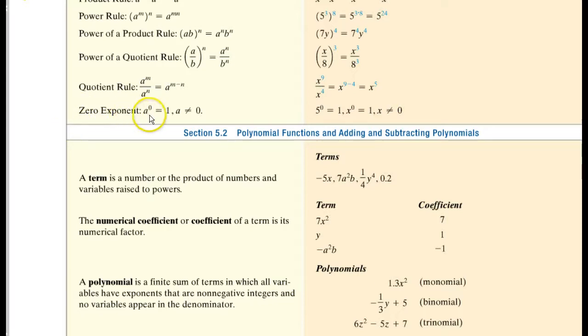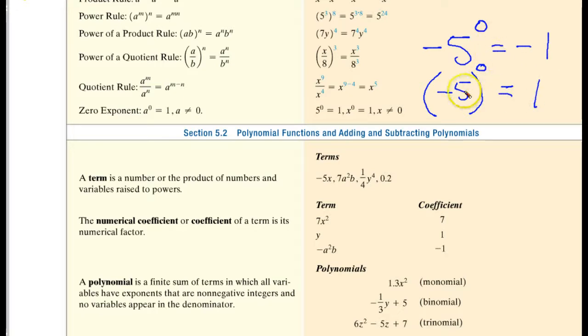Zero exponent. Anything raised to the 0 power is 1. Now there are times when you have a little challenge there. Let me show you that. For instance, if you had a negative 5 to the 0 power, the 5 would be a 1, but then we apply the negative. Now if we had a negative 5 in parentheses to the 0 power, now the negative sign is included in our base. That would equal a 1. So this is kind of a tricky case. You have to be careful of that. All right, let's go on.